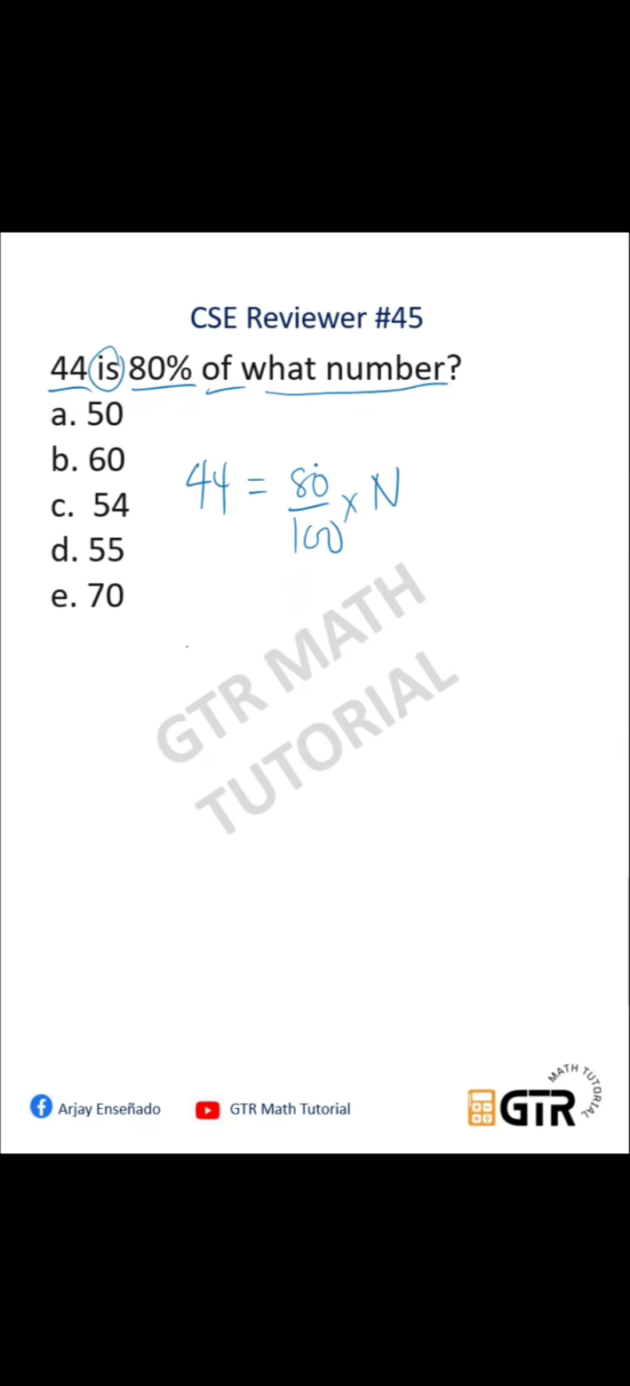Or another way is we can use decimals. So instead of 80 over 100, we can write that as 44 equals 80% in decimal, that is 0.8, and then times n. Okay, so we use fraction first. So find the solution of this.